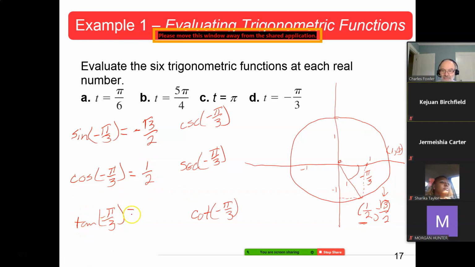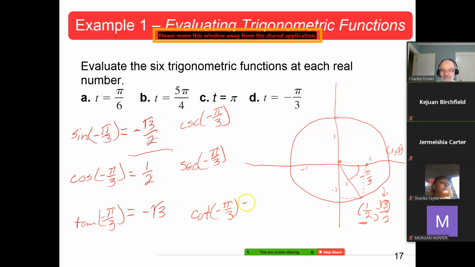The tangent, you remember what that is? Sine over cosine, y over x, you got it right. This one over that one. And when you do that, the 2's will cancel, divide out, multiply both numerator and denominator by 2, and you have merely minus root 3.